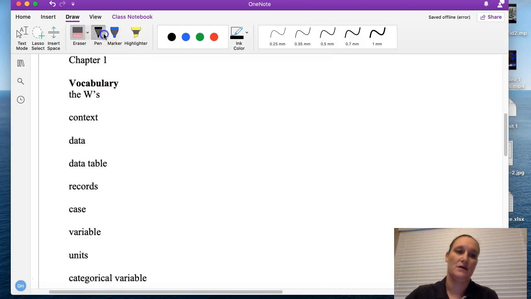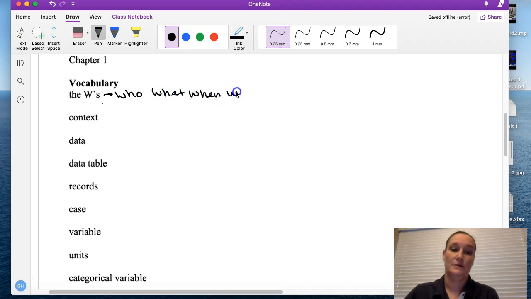Okay, so we will not always be doing this much vocabulary, but we're going to start with some of the vocabulary here for chapter 1. So the 5 W's are the same 5 W's as you've already had: who, what, when, where, why, how. I know how isn't a W. Anyway, it gives the context of the problem.